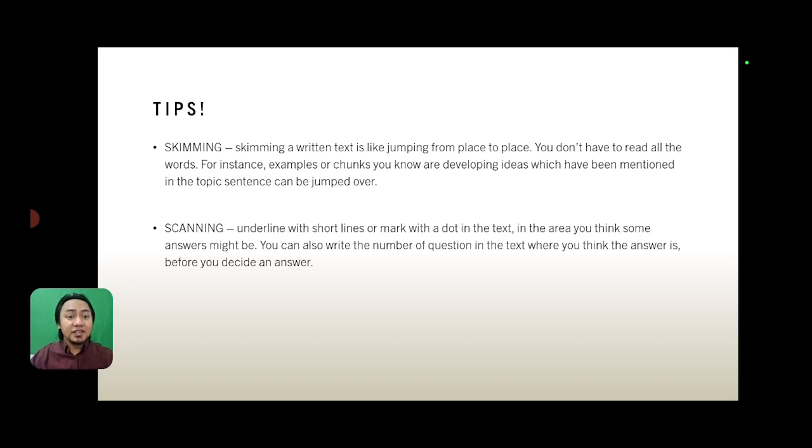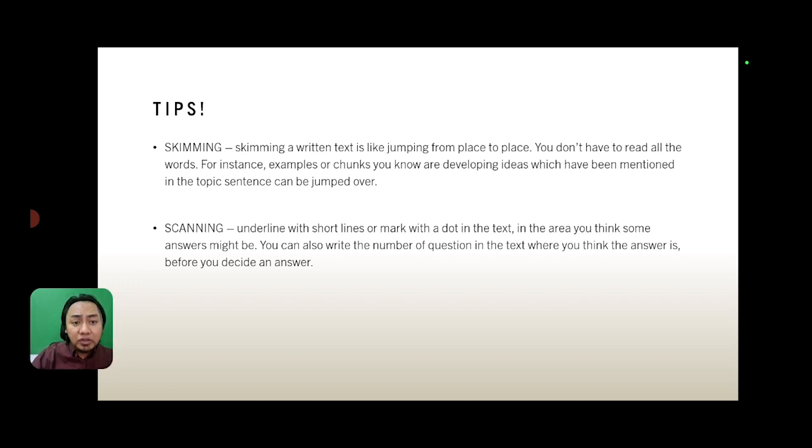Tips: skimming. Skimming a written text is like jumping from one place to another. You don't have to read all the words. For instance, examples or chunks developing ideas which have been mentioned in the topic sentence can be jumped over. Of course, when you know that this information has been mentioned before, you can just skip over it. Because remember, skimming is about getting the general idea of a text.